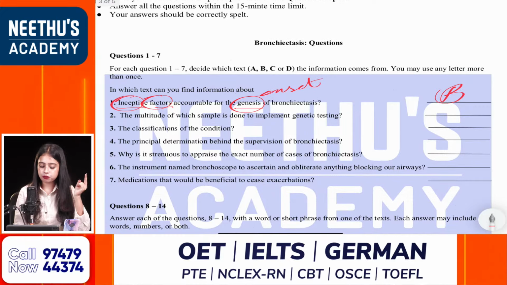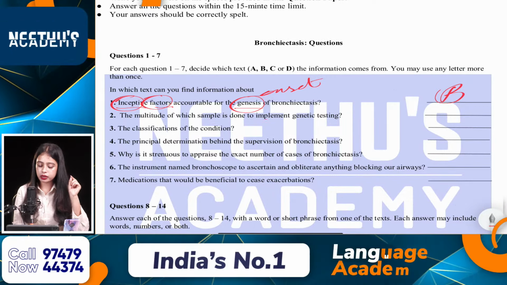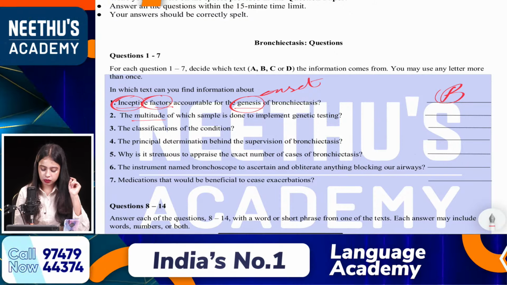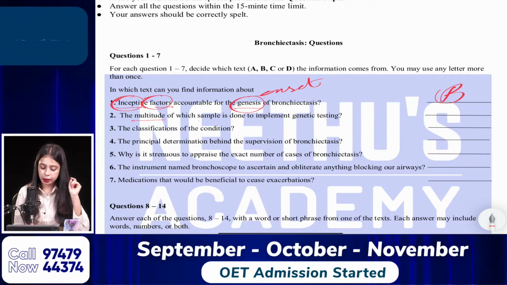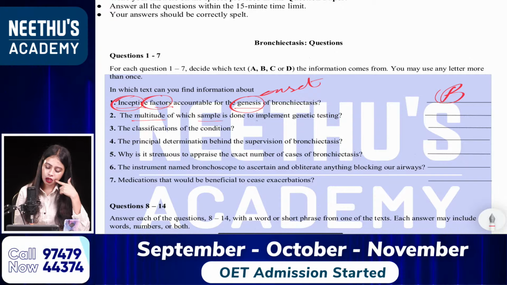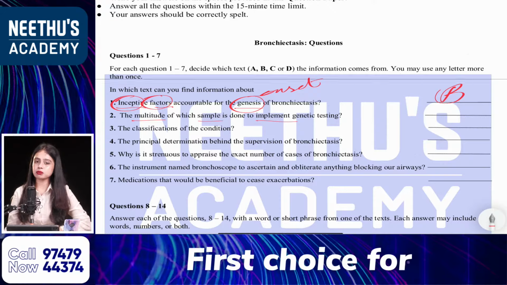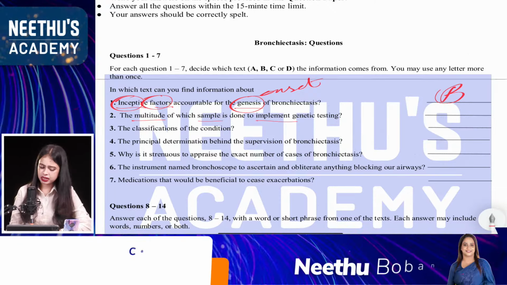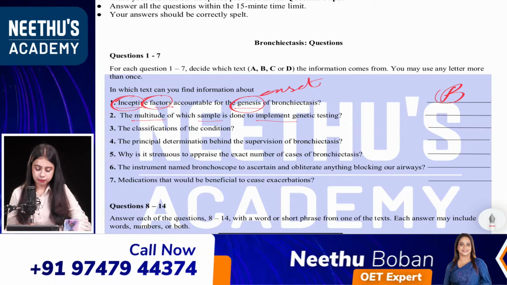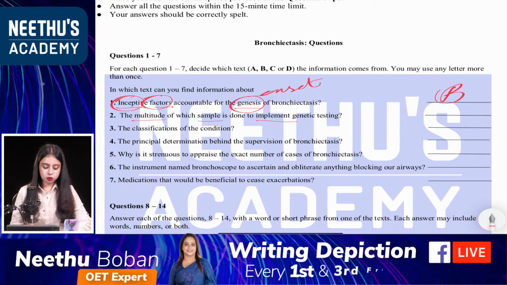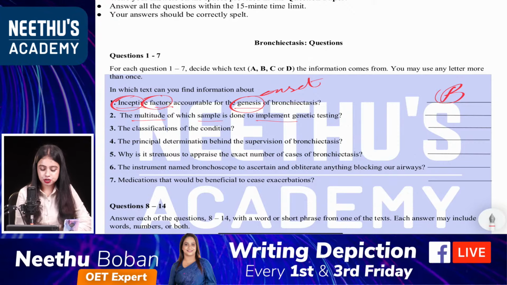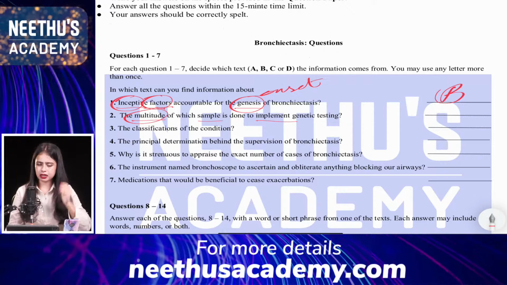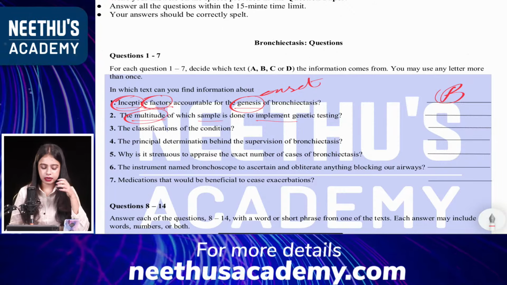Second question. The multitude of which sample is done to implement genetic testing. So my keywords: multitude, sample, implement. So what do you mean by this multitude? What is the meaning of the word multitude here? Or can you tell me what is a synonym for multitude from the paragraph? What is that synonym? What is it instead of multitude?